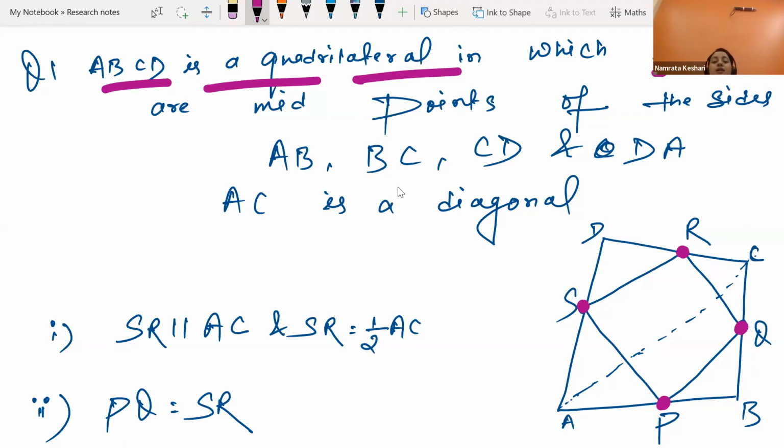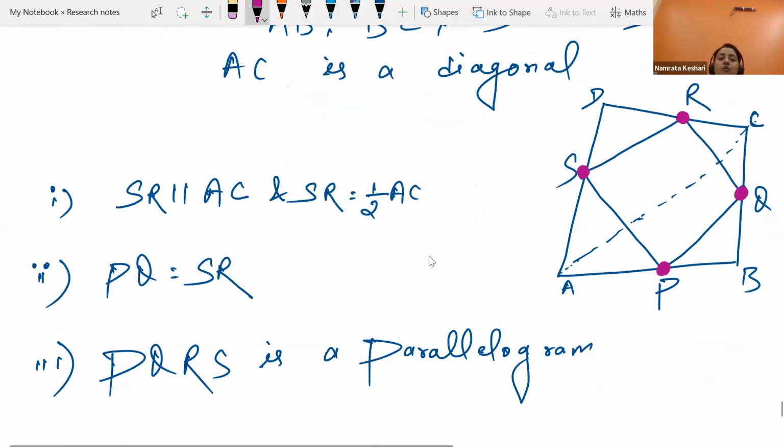These points are given in such a way that P is the midpoint of AB. I'm not saying it, read the question: P, Q, R, S are midpoints of AB, BC, CD, DA. It's given in the question. And AC is the diagonal, which we can also see. Now what we have to show? We have to show that SR is parallel to AC. So if you will take this triangle, I'm talking about this triangle.